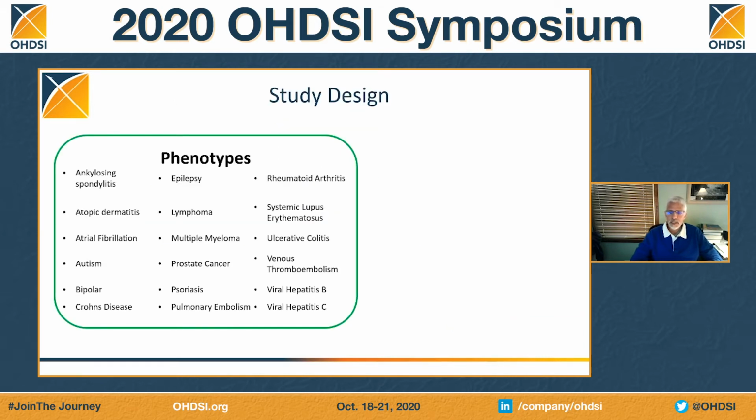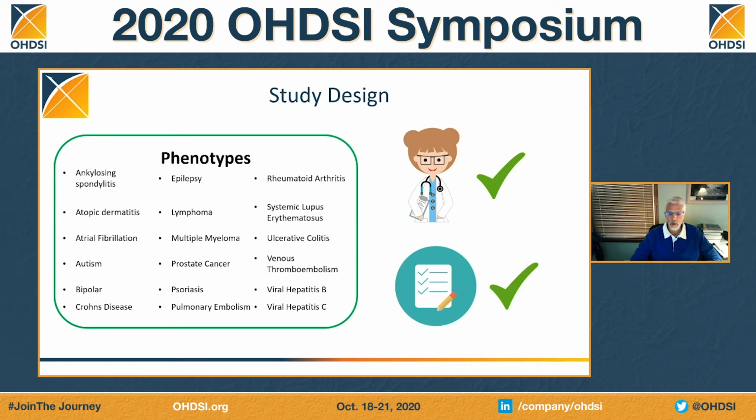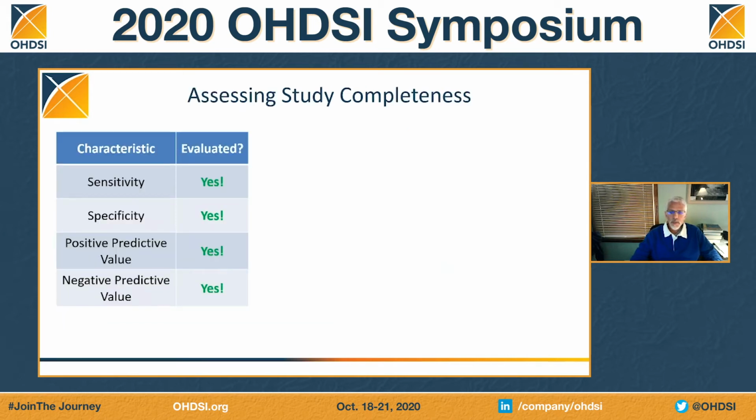A literature search was conducted on 18 selected phenotypes based on a broad range of conditions and therapeutic areas. The goal was to find and extract phenotype algorithm performance characteristics, namely sensitivity, specificity, positive predictive value, and negative predictive value. We chose studies of traditional validation based on specific criteria, including requiring a clinician to review charts and requiring a protocol.